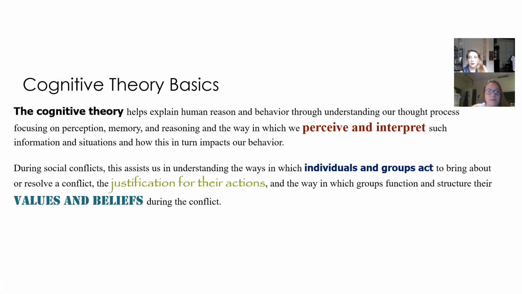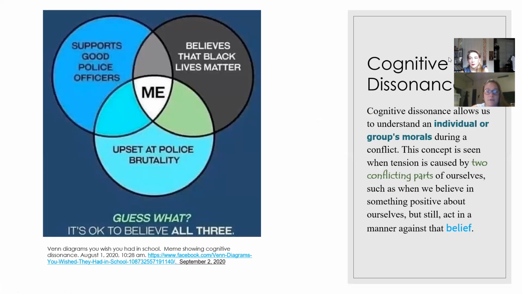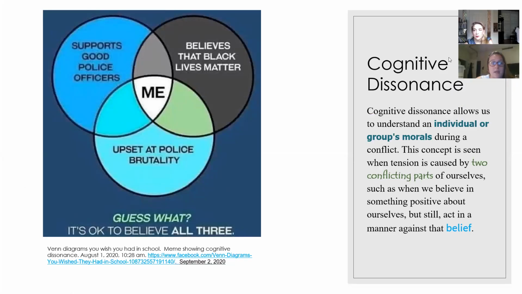To better understand cognitive theory and its assistance in understanding social conflict, we look at separate concepts such as cognitive dissonance, stereotypes, and attribution errors. Our first concept is cognitive dissonance. This allows us to understand an individual's or a group's morals during conflict. This concept is seen when tension is caused by two conflicting parts of ourselves, such as when we believe in something positive about ourselves, but still act in a manner against that belief.